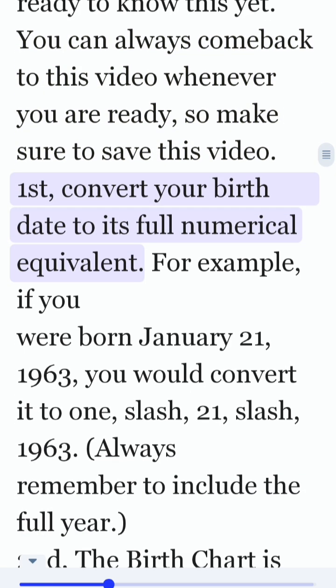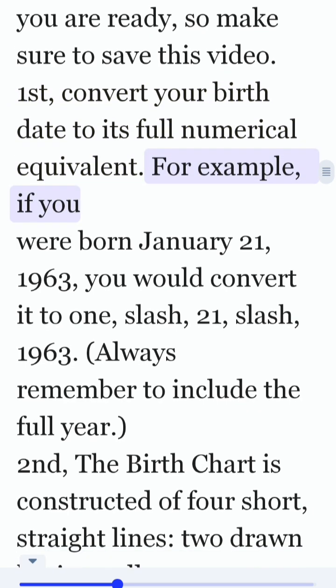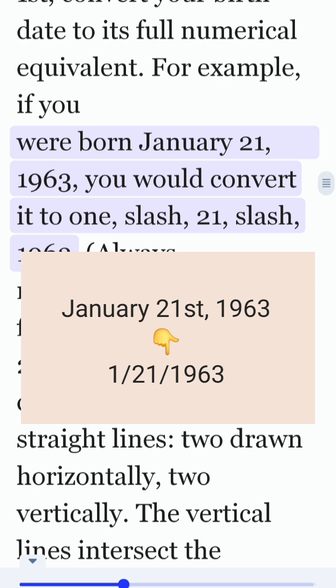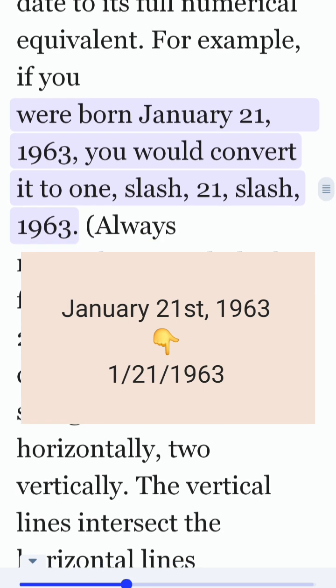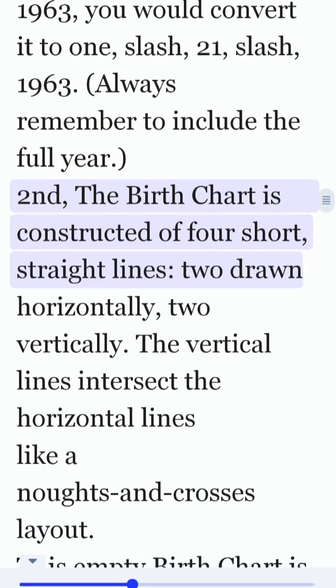First, convert your birth date to its full numerical equivalent. For example, if you were born January 21, 1963, you would convert it to 1/21/1963. Always remember to include the full year.